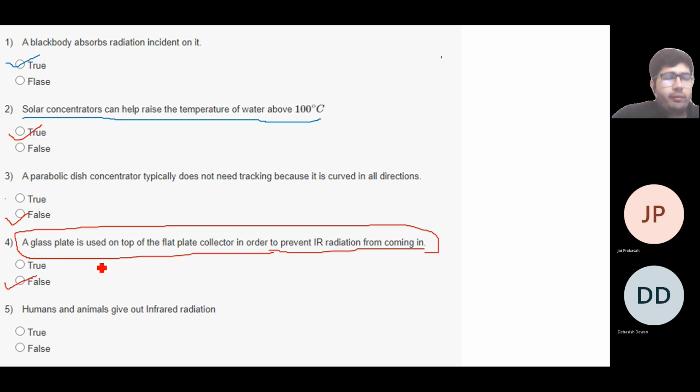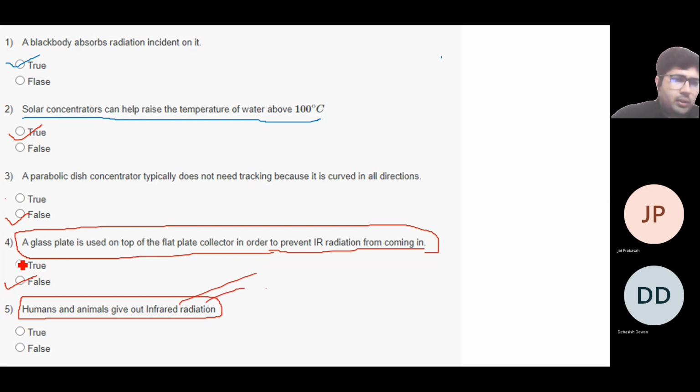Now question number 5. Humans and animals give out infrared radiation. Is it true or false? I'm giving you 1 minute to answer this. Anyone want to answer, please?